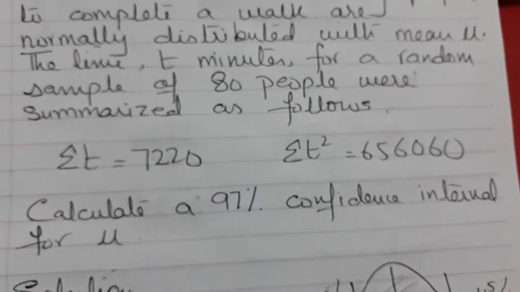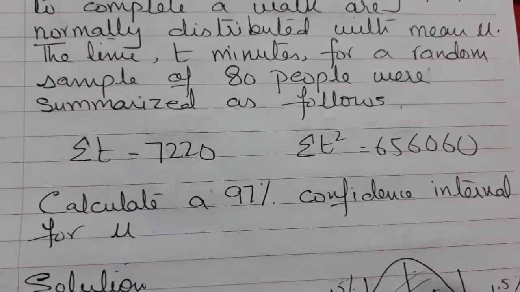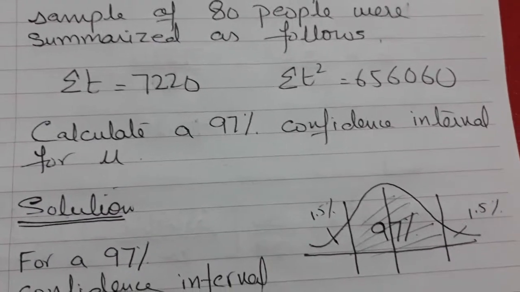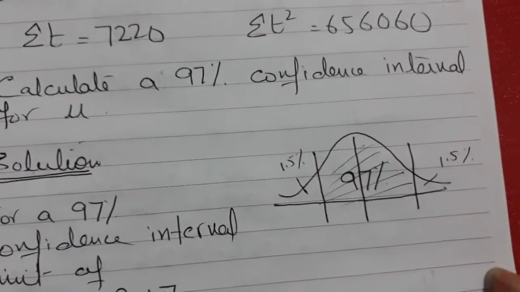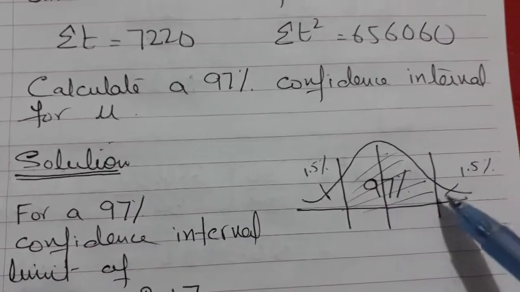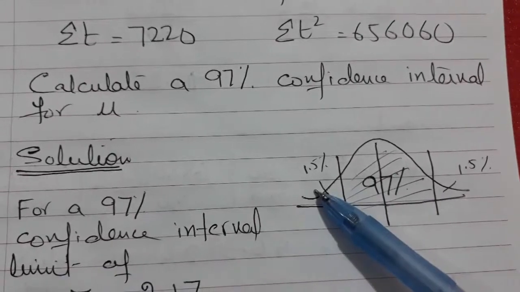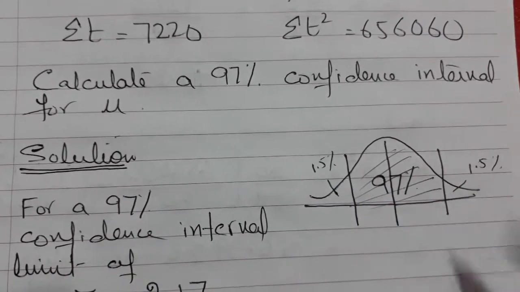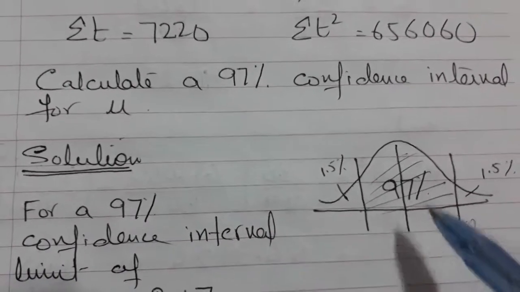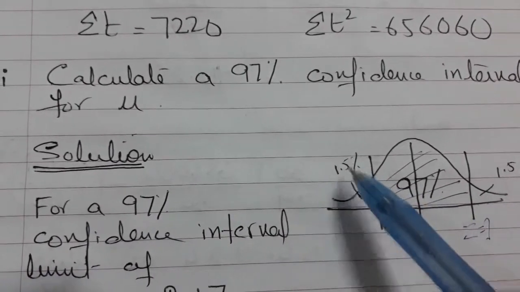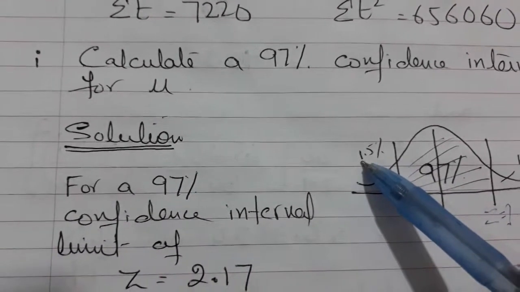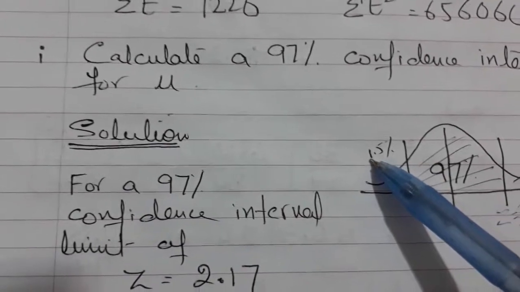So you are not given the individual raw data here, rather the summarized form is given to you. And you have to calculate the confidence interval for the mean. Now 97% means total 3%, so 1.5% will go here, 1.5% will go here. And now I will calculate the z value against 98.5%, because 97 plus 1.5 is 98.5%, 0.985.